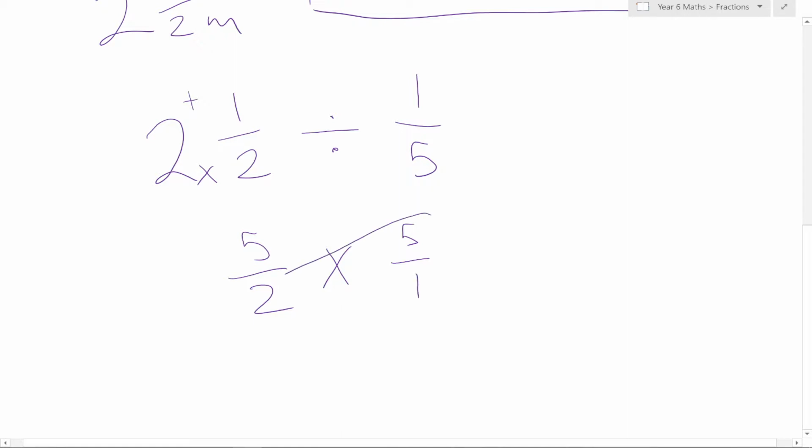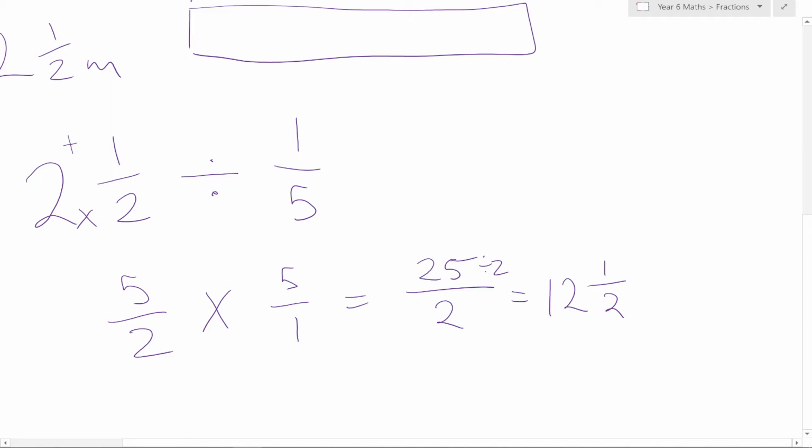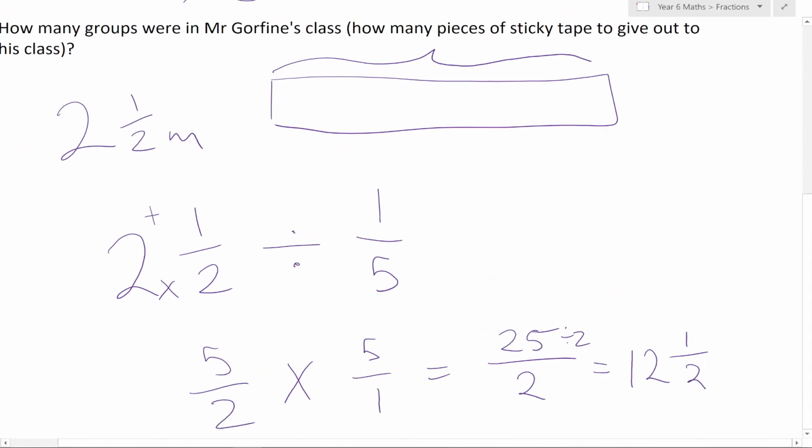And now look, can we simplify here? We can't the other way, so it's just 5 times 5 is 25. And then 2 times 1 is 2. We then simplify by dividing the top by the bottom. 2 goes into 25 12 times with 1 remainder. 1 over 2 on the bottom. So we've got 12.5 groups. Well, that's how many pieces we had cut up. Great work.